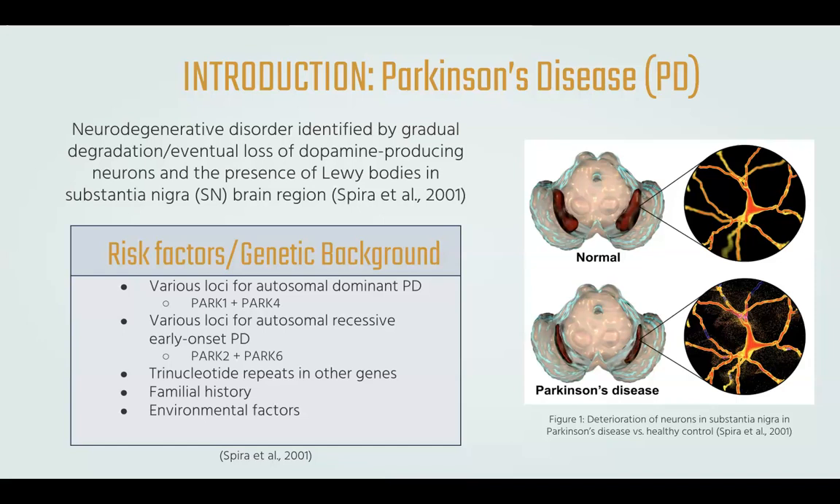Now, genetically, PD can have different subgroups. If we look at PD with autosomal dominant inheritance, we find that mutations of the PARK1 and PARK4 genes are usually involved. In contrast, if we look at PD with autosomal recessive inheritance with early onset symptoms, we find that mutations of the PARK2 and PARK6 genes are often involved. Outside of just these loci, it's also possible that trinucleotide repeats in other genes and other loci regions can also contribute to a diagnosis of PD. Familial history and environmental factors can also contribute to the progression of this disease.